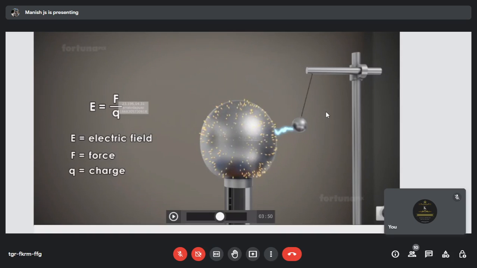So what will be the unit of electric field? Who can tell me the derived unit? Newton per coulomb. Yes, the derived unit is Newton per coulomb. It is a combination of two physical quantities, force and charge. So Newton divided by coulomb. That is the unit of electric field. Good. So we are moving on.